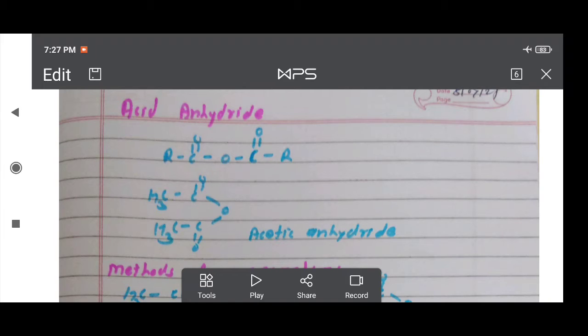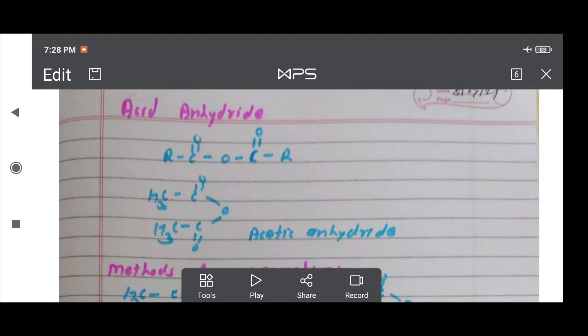Acetic anhydride is a colorless, pungent smelling liquid, insoluble in water. It is not as reactive as acetyl chloride and does not fume in moist air. Like acetyl chloride, it reacts with alcohol, phenol, and amine, though less reactive. Normally, acetylation using acetic anhydride is carried out in the presence of sodium acetate or concentrated sulfuric acid as a catalyst.